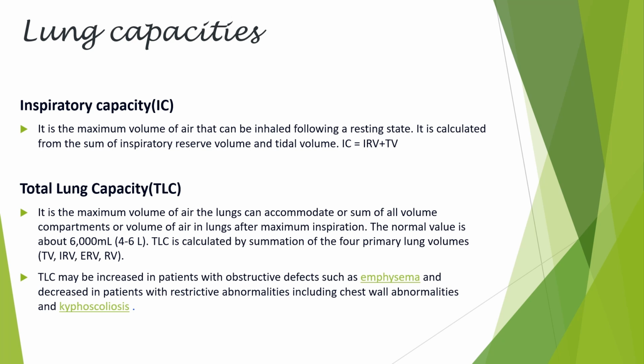Next is total lung capacity. It is the maximum volume of air the lungs can accommodate, or the sum of all volume compartments, or the volume of air in lungs after maximum inspiration. These are different definitions. Now, the normal value of TLC is 6000 ml. TLC is calculated by summation of four primary lung volumes, which are tidal volume, inspiratory reserve volume, expiratory reserve volume, and residual volume.